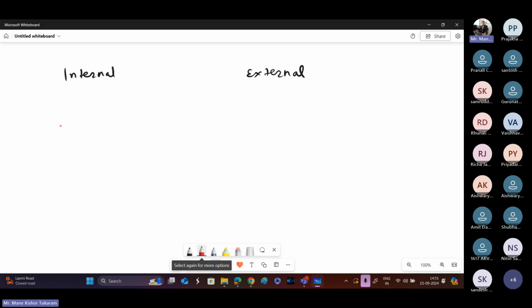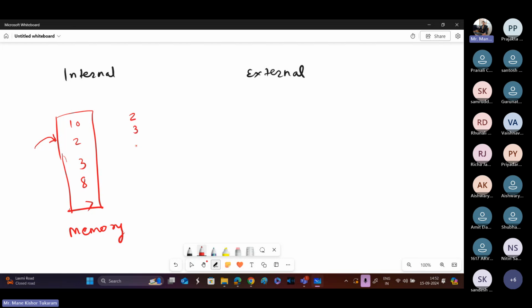Okay, so internal sorting means whatever contents are loaded inside the main memory. So suppose this is the main memory, and these are the particular contents: 10, 2, 3, 8, 7. Whatever algorithms can be applied on these contents, we can sort them like this: 7, 8, and 10. So this is called internal sorting. All the data is stored inside the main memory.